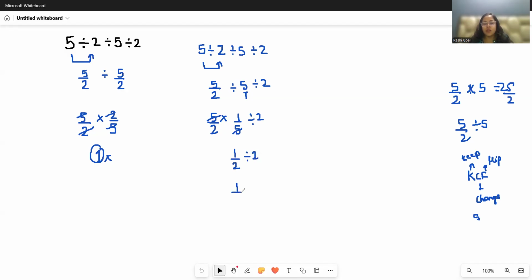Again we apply the rule. Keep the left hand, change the symbol and flip the right hand. So it becomes 1 by 4. So what is the correct answer? 1 by 4, not 1.